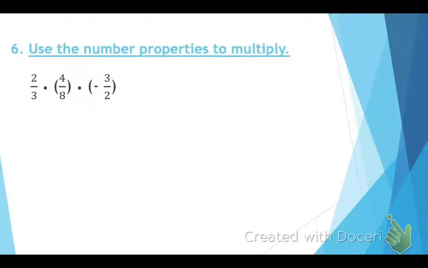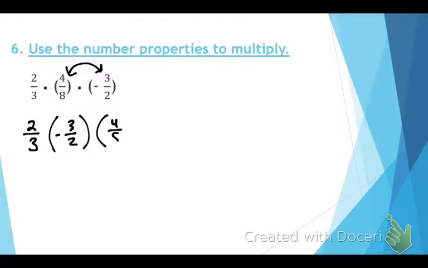For number 6, it says to use the number properties to multiply. As I'm looking for this, when I was looking for it on your quiz, I want to see that you're using the number properties. Remember, that means commutative. Remember, you're switching things around so that the problem could be next to their reciprocal. Okay, so try that out on your own. With the commutative property, we want to put the fractions together that are reciprocals. So how many of you showed me that you switched that order? So it should be 2/3 times -3/2 times 4/8.